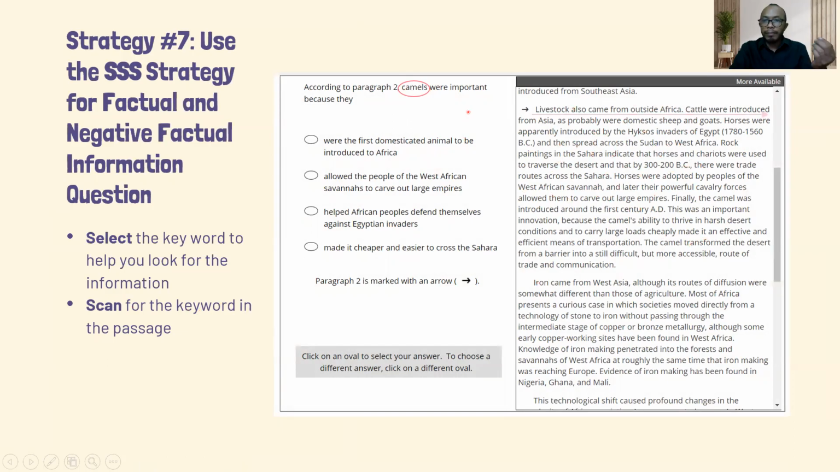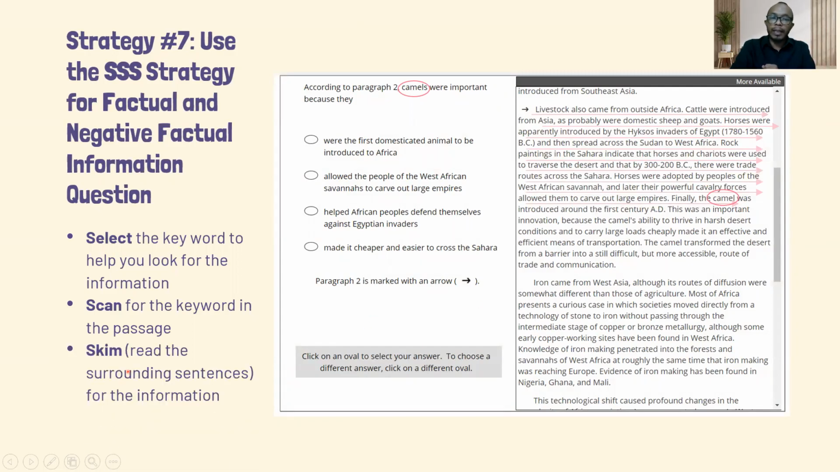So you can do it like this: read fast, look for the keyword, camel. All right, there it is. Once you find the keyword location, you can then do the last S, which is skim. Read the surrounding sentences for the information. And remember, skimming is to read fast to get the main point of that part of the passage. All right, so let's read the surrounding sentences of the keyword.